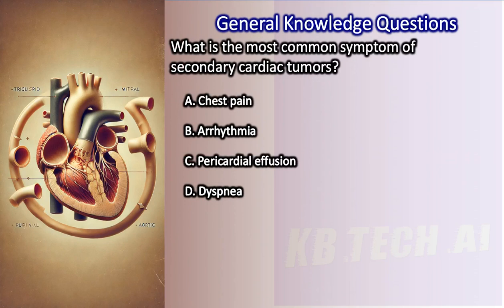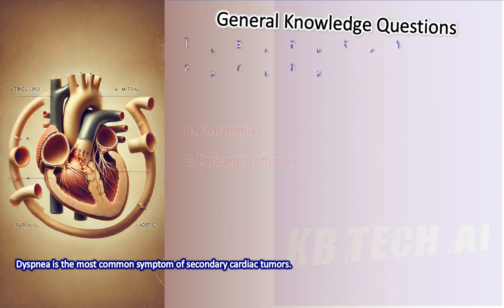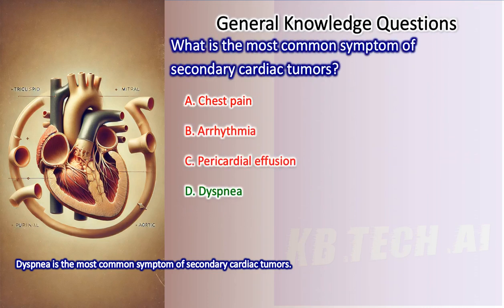What is the most common symptom of secondary cardiac tumors? Option 1. Chest pain. Option 2. Arrhythmia. Option 3. Pericardial effusion. Option 4. Dyspnea. The answer is option 4.